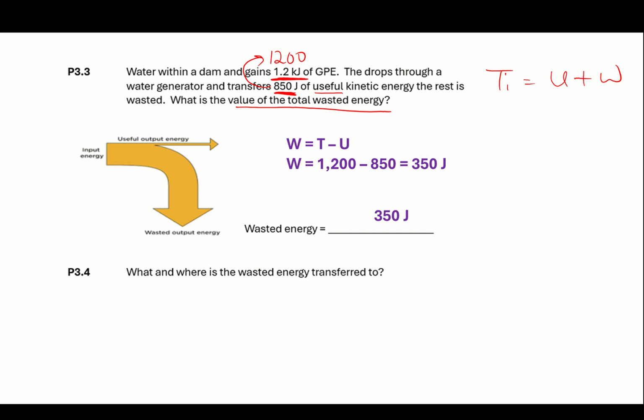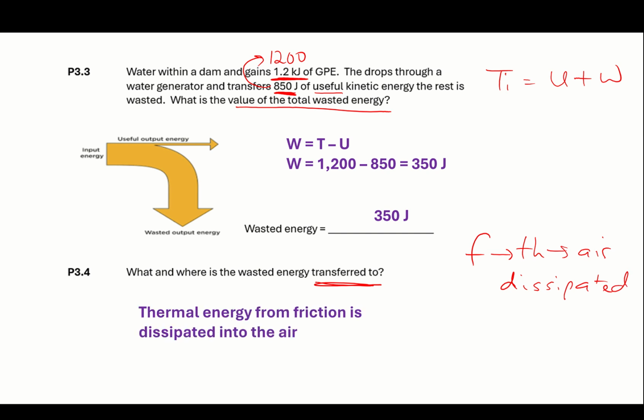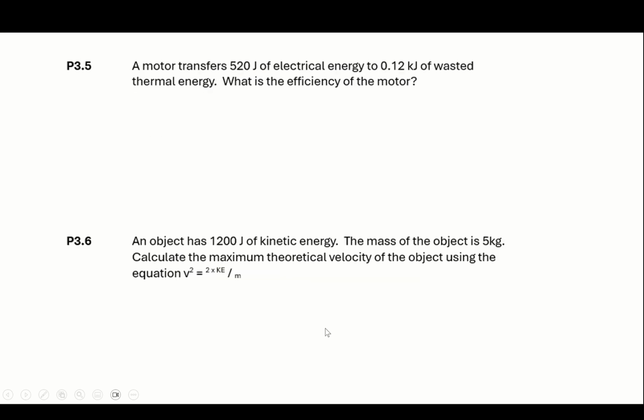It says, what and where is the wasted energy transferred to? So anything, we've got water flooding through something that's spinning around, we're going to have lots of friction. Lots of friction will create lots of thermal energy, and that's then going to go into the air. And my favourite word is dissipated. So here comes your model answer. Thermal energy from friction is dissipated into the air. And that little sentence, dissipated in the air, you'll need loads for your exam. Learn it, it's worth it.